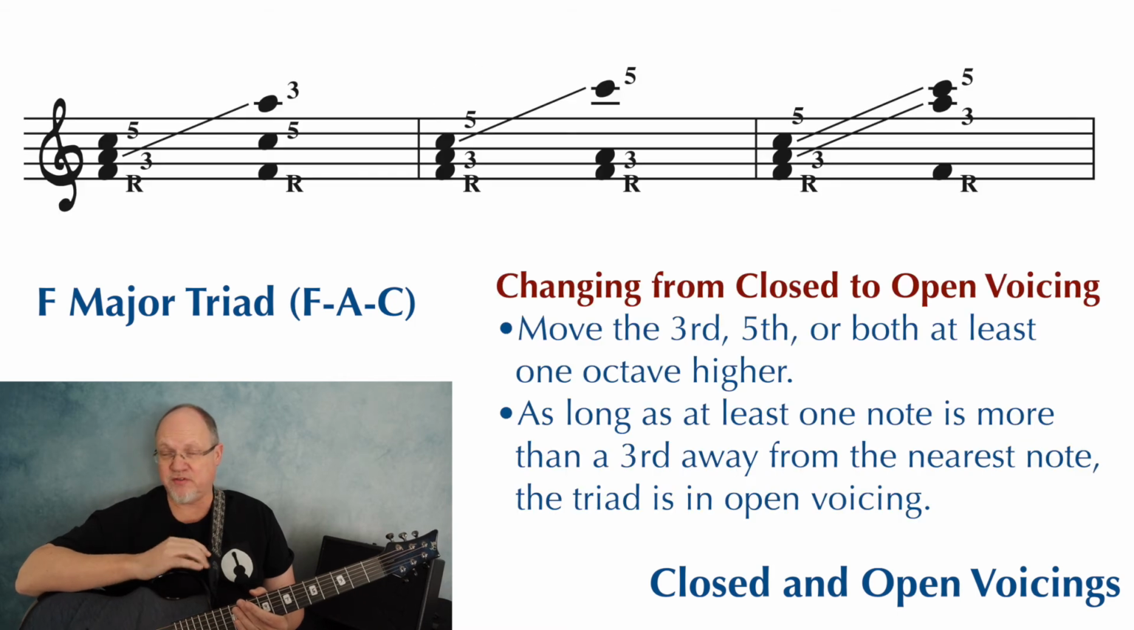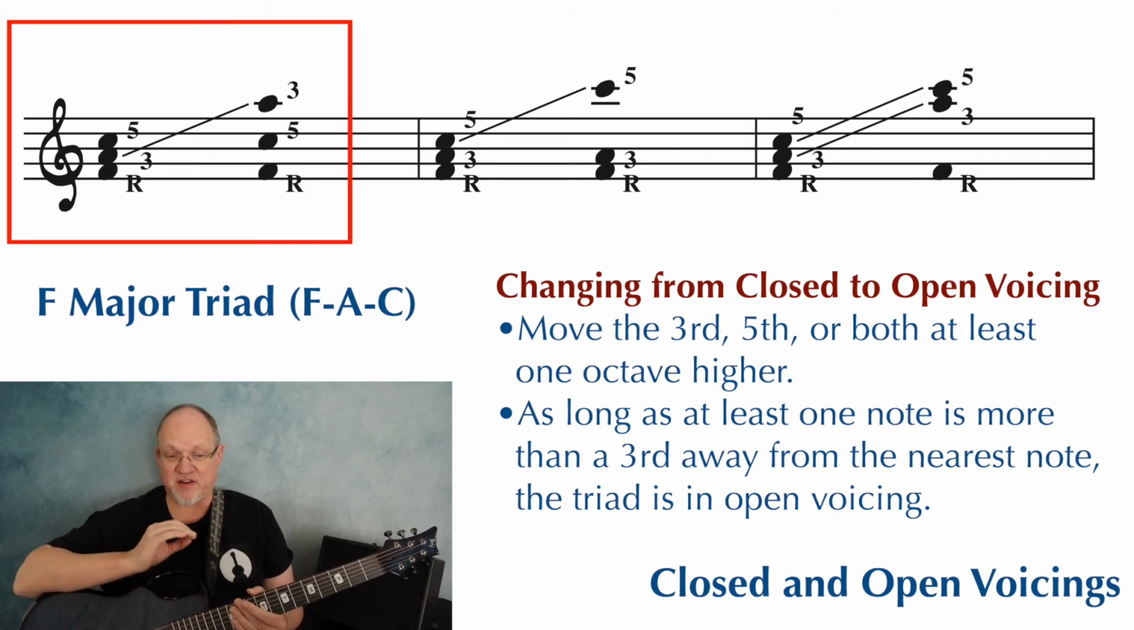To change a closed voiced triad into an open voiced one, you either move the third, fifth, or both at least an octave higher. So here's a closed voiced F major triad, root, 3, 5, all stacked up next to each other. To change that to an open voicing, you could take the third of the chord, that A, move it up an octave, and now we have an open voiced F major triad.